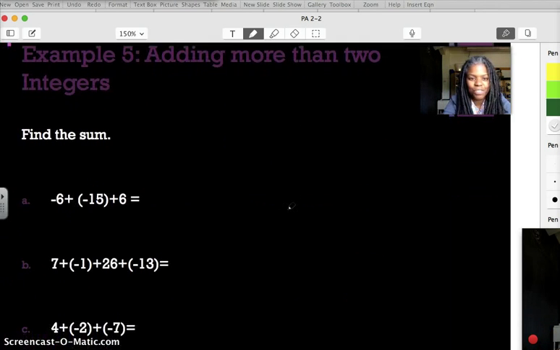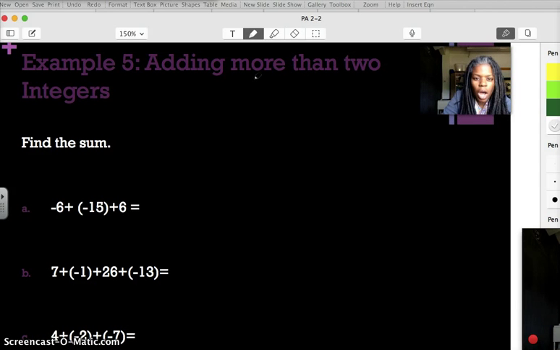All right, let's see if we can do this last one. So we're going to add more than 2 integers. And when we do this, we're just going to take it 2 at a time. So negative 6 plus a negative 15, we're adding the same sign, so we're going to maintain negativity here. So we get a negative 21 plus a positive 6, but now we're adding different signs.